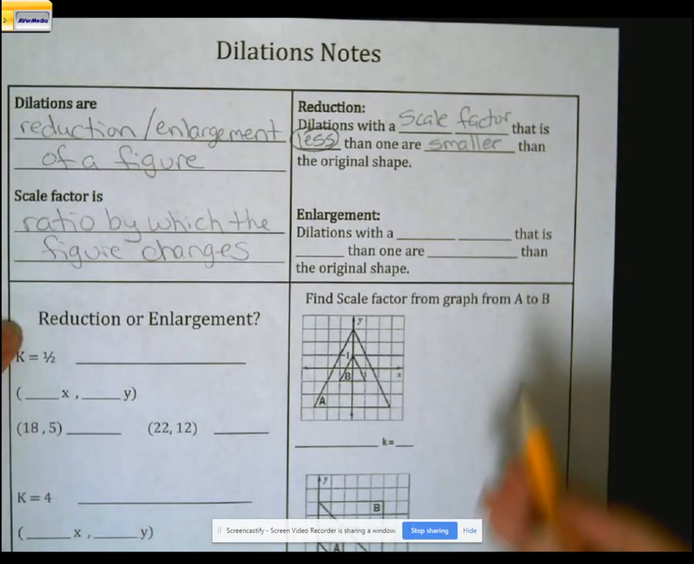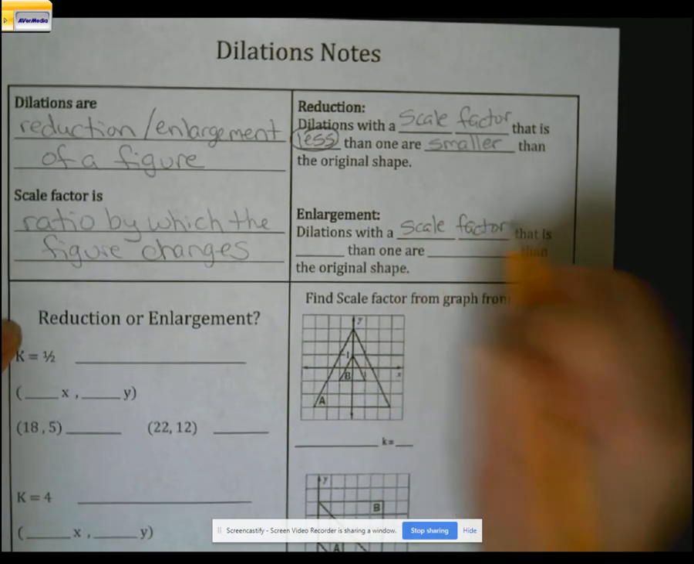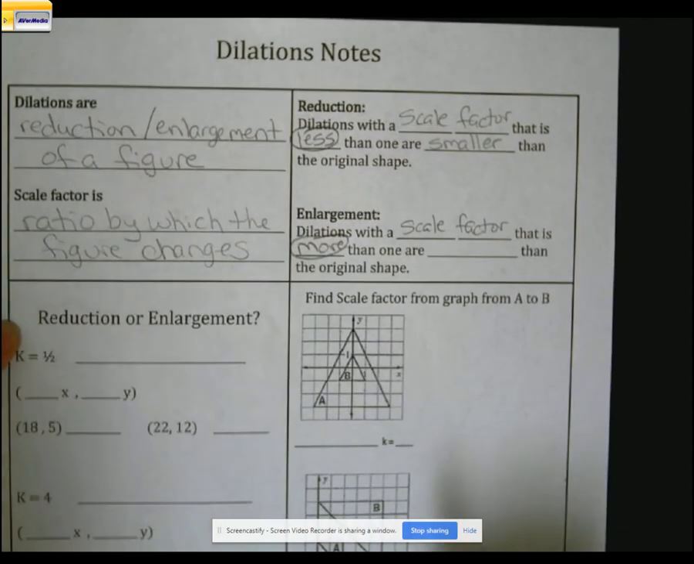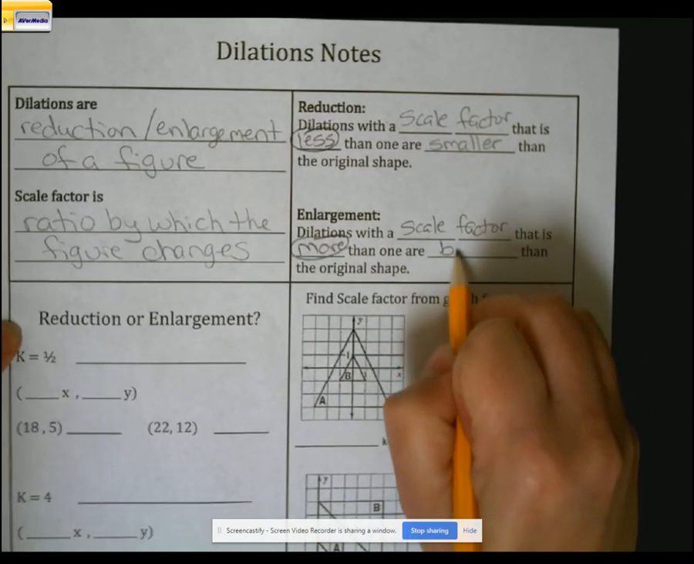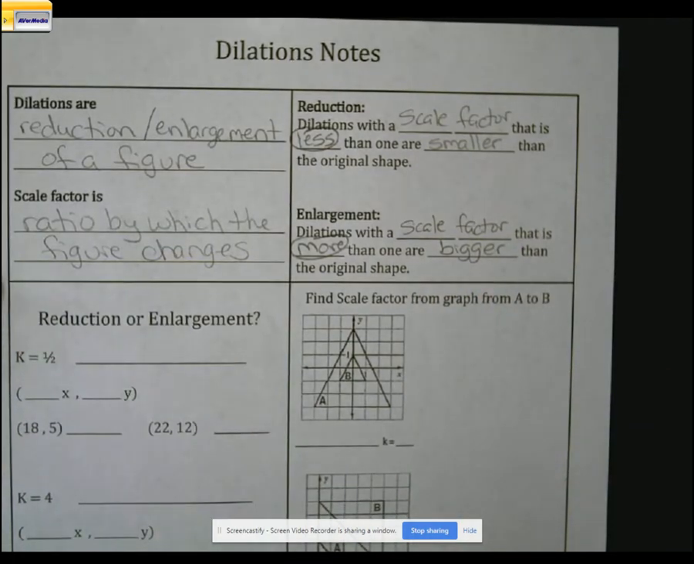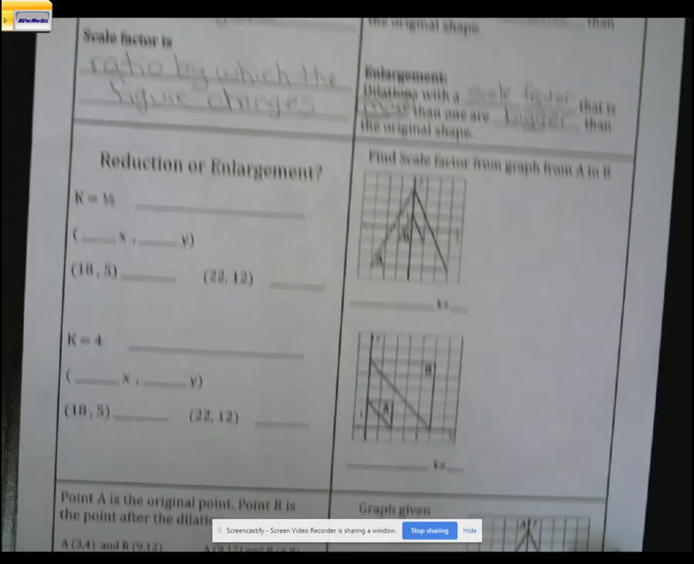An enlargement: dilations with the scale factor that is more than 1 are bigger than the original shape, because if the scale factor is bigger than 1, it's going to be getting bigger itself. All right, so let's look at some examples here.